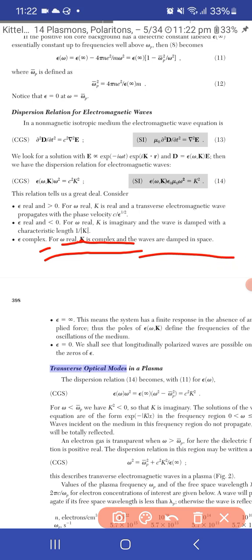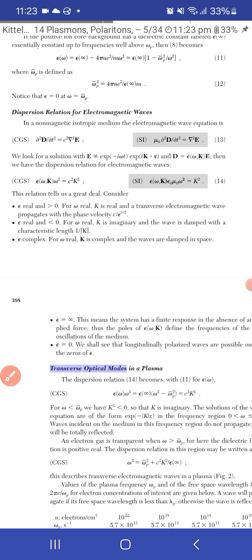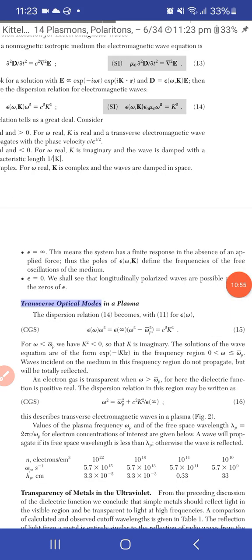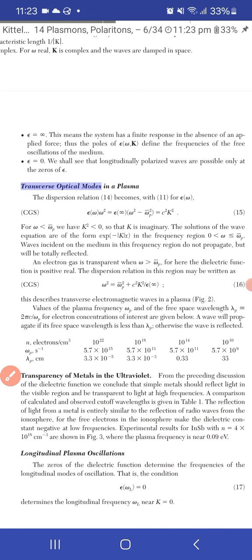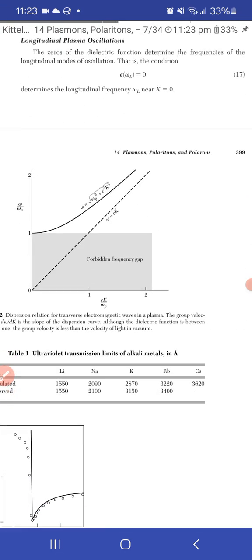space. If epsilon is infinity, this means that the system has a finite response in the absence of an applied force. It defines the frequencies of the free oscillations of the medium. This is 0. We shall see longitudinally polarized waves are possible only at epsilon equal to 0. Longitudinal, okay. So where are we? We are here. For transverse modes it comes here, and the longitudinal one at epsilon equal to 0.